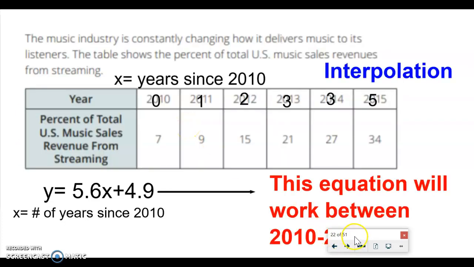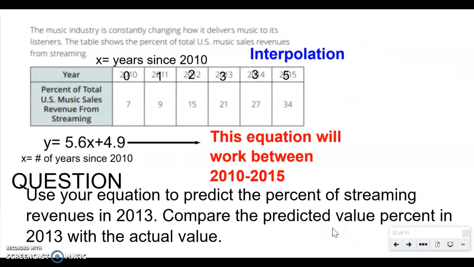So what does that mean? Well, looking at this data, I can only use this equation between the years of 2010 and 2015 because that's what this data was for. Those 6 years: 2010, 2011, 2012, 2013, 2014, 2015. So if I wanted to find my predicted value, I'm going to use this equation. For example, I want to use the equation to predict the percent of streaming revenues in 2013, and eventually compare the predicted value with the actual value.